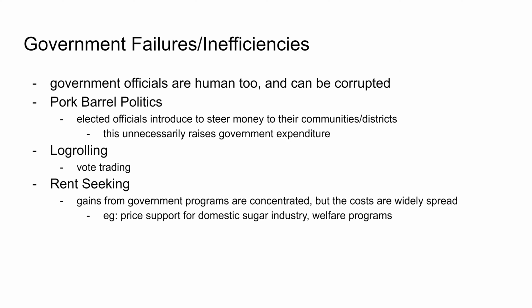And log rolling is the factor behind why pork barrel politics works in the first place, because elected officials toss their votes for each other. And lastly, we have rent seeking. Rent seeking is when the public has to pay for one or a small group of people to benefit. Examples of these in the market right now are price support for domestic sugar industries or welfare programs.